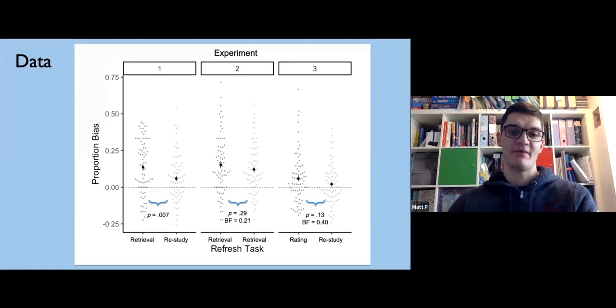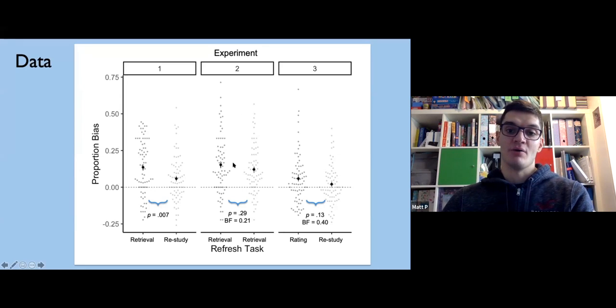So across the three experiments, we have this proportion bias difference score for experiment 1, 2, and 3 split by the two blocks that we had in those experiments. So just to break this down a little bit, in the first experiment, we can see that the bias difference score was significantly higher in block 1 compared to block 2. Remember that in experiment 1, the refresh task in block 1 was a retrieval task. The refresh task in block 2 was this restudy task. So this suggests that retrieval has increased the updating of these face memories compared to restudy.